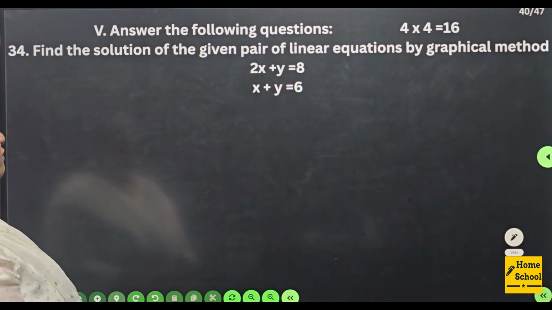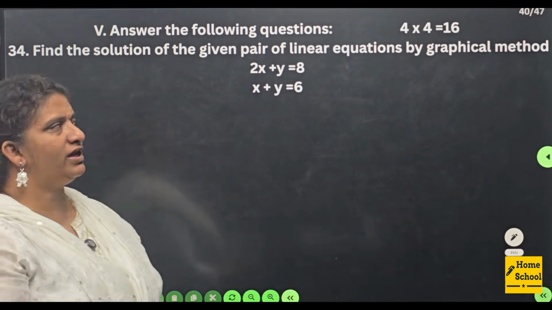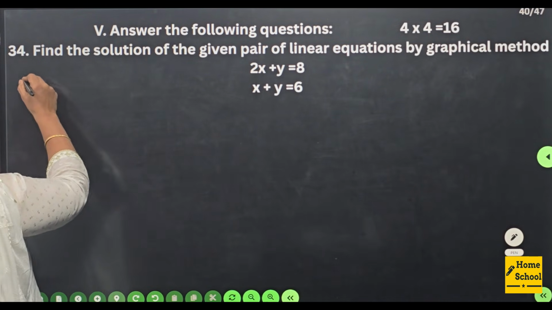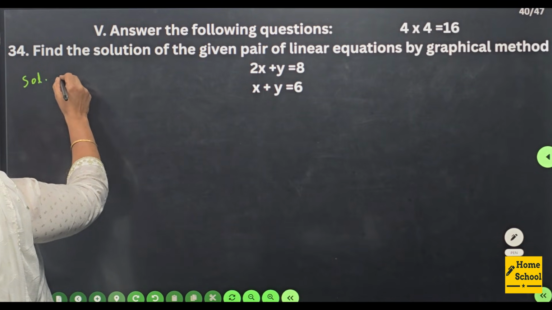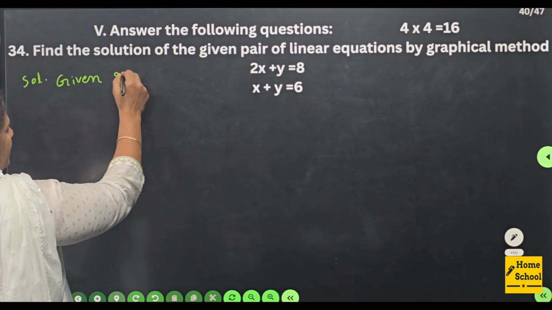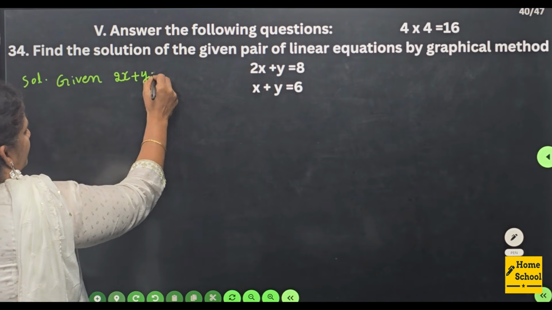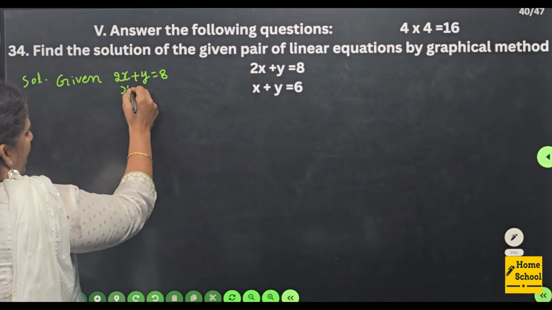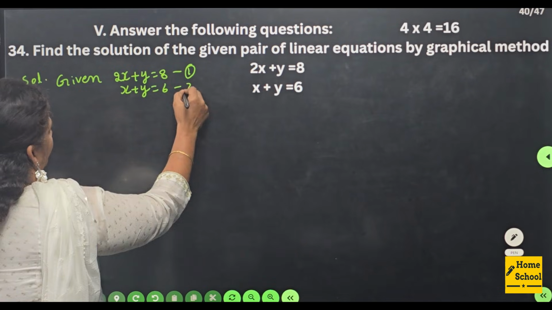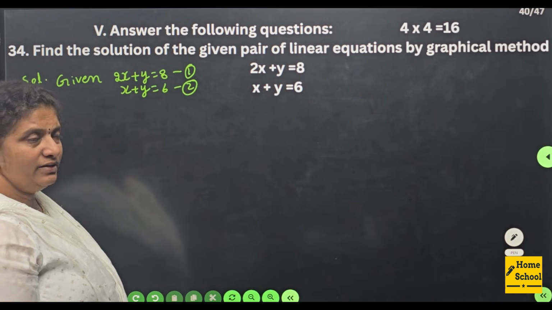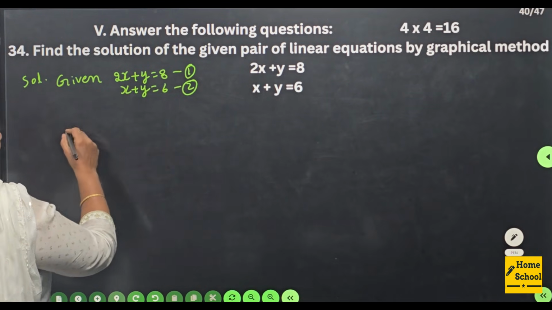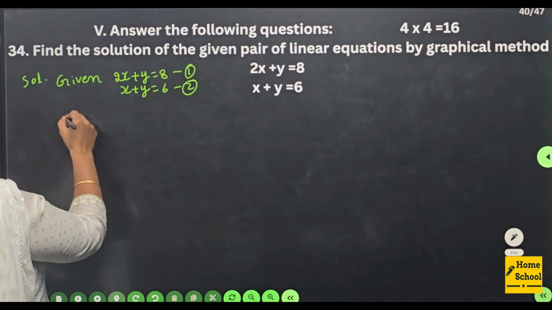34th one, find the solution of the given pair of linear equations by graphical method. Yes, we start this by rewriting the given equations. Given the 2 equations are 2x plus y equal to 8 and x plus y equal to 6. Mark them 1 and 2. Right? The 2 equations we need to solve graphical method. For that, first we need tables.